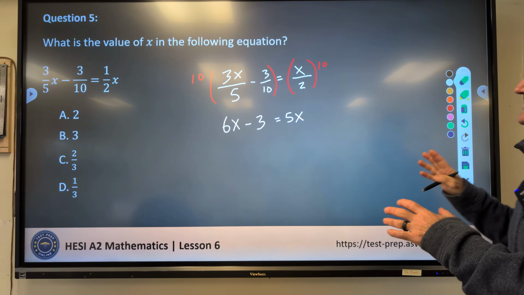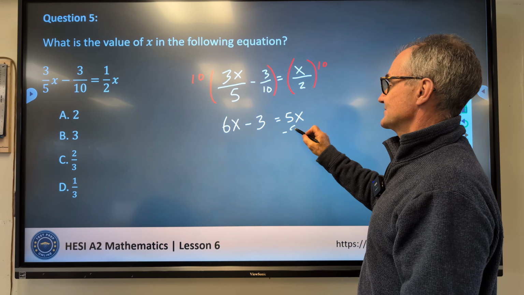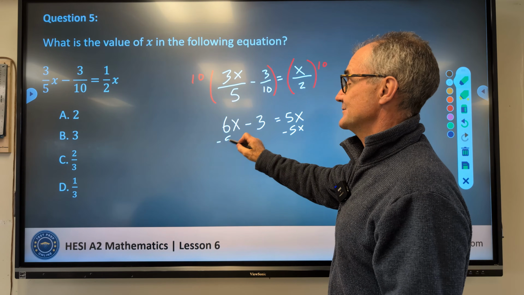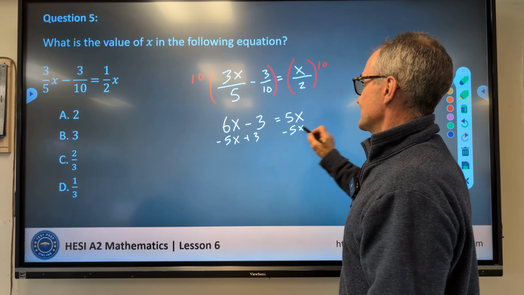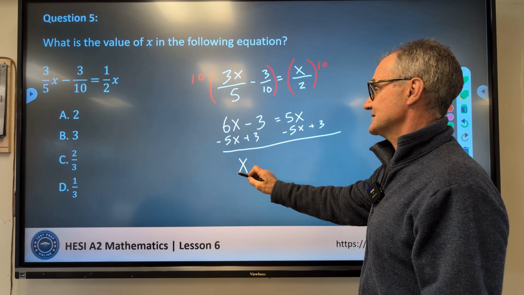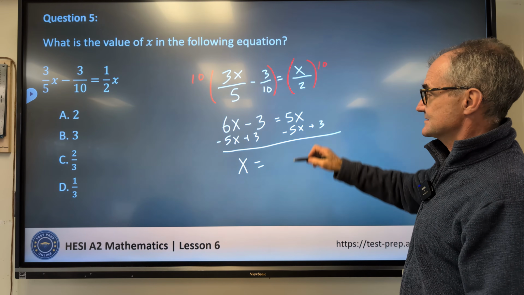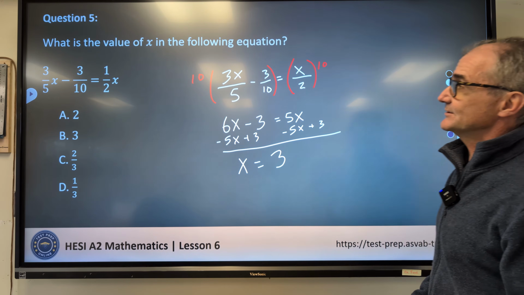Now I have my equation. Got to get my x's together. I'm going to subtract 5x from both sides, and I'm also going to add 3 to both sides at the same time. 6x minus 5x is 1x. Negative 3 plus 3 cancel. These x's are gone, and I have x is equal to 3.